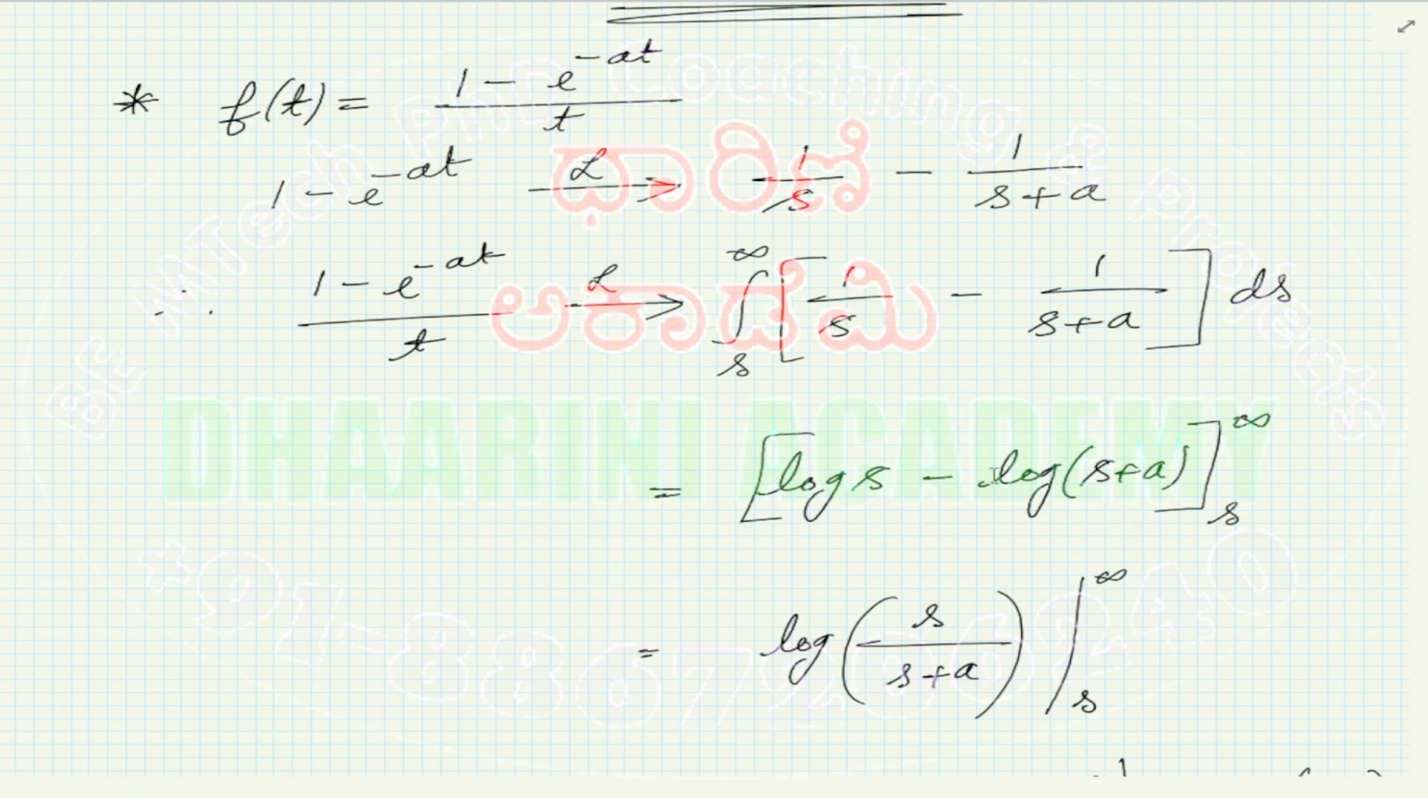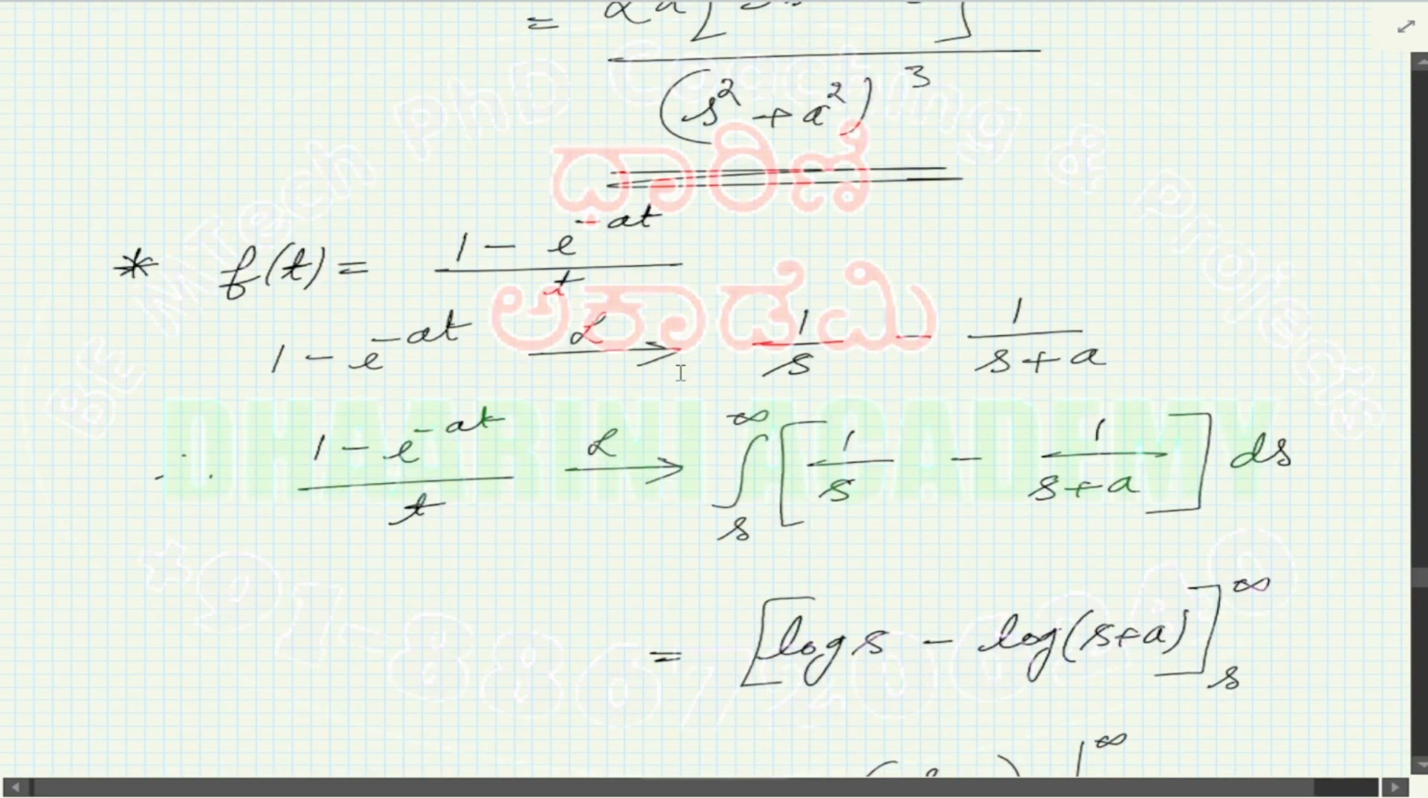f of t by t, if you have, what should happen? When we have f of s, we know the pair. And if you have f of t by t on the time domain, what should happen on the s domain? Sorry, not frequency. What should happen on the s domain? Which property, basically? That's my question.